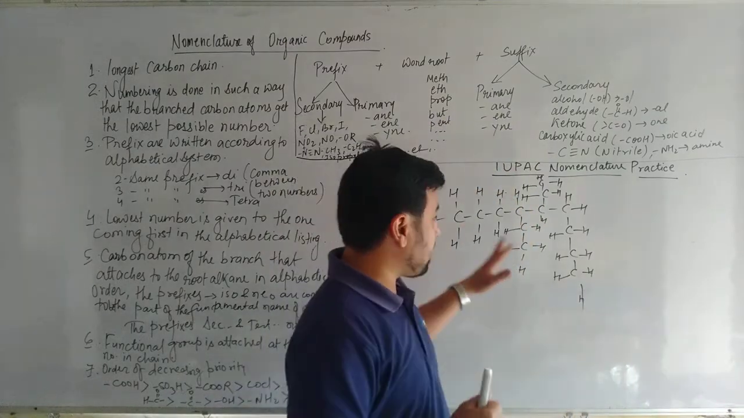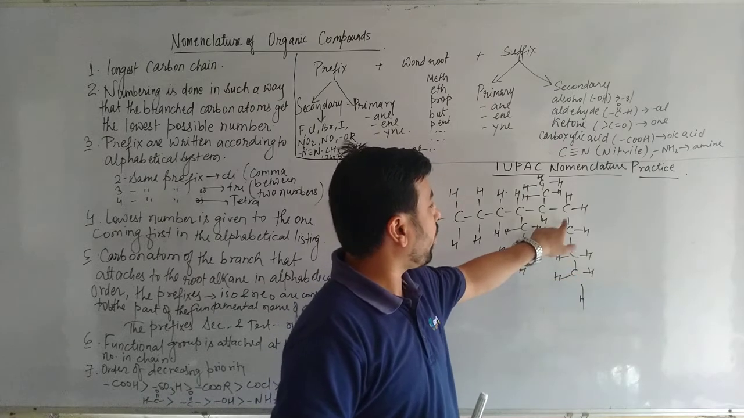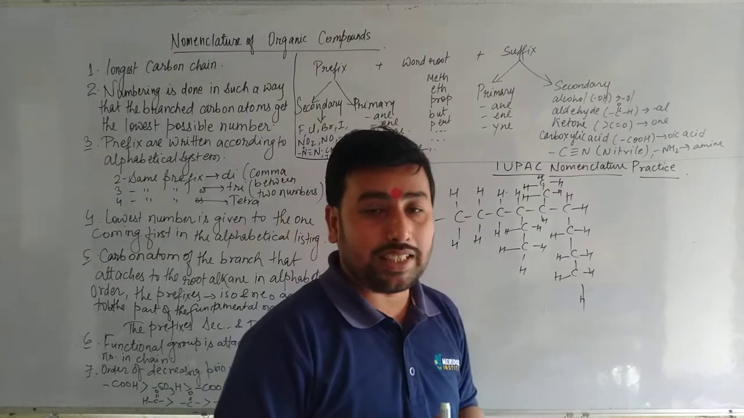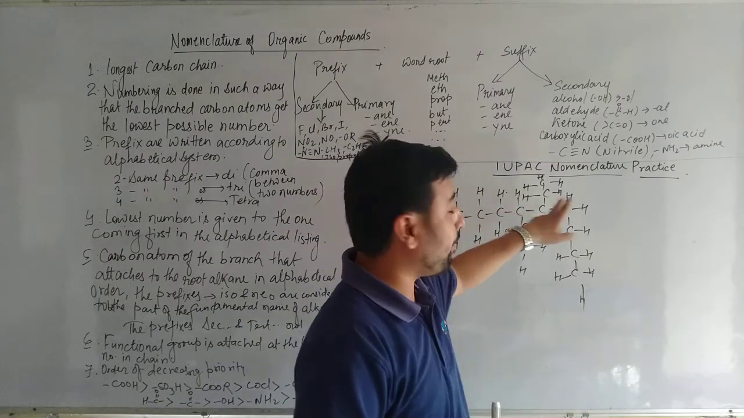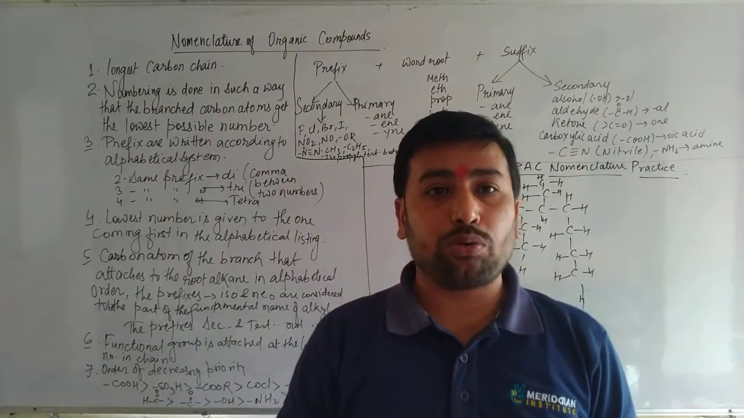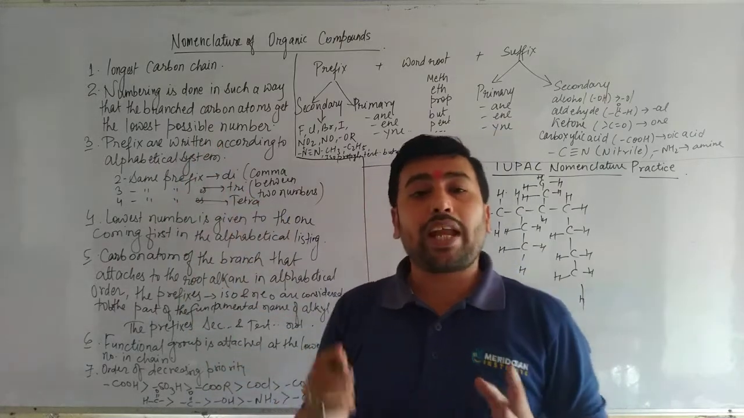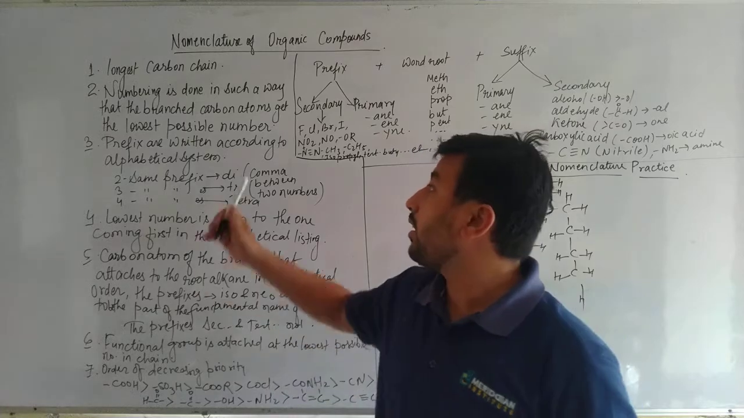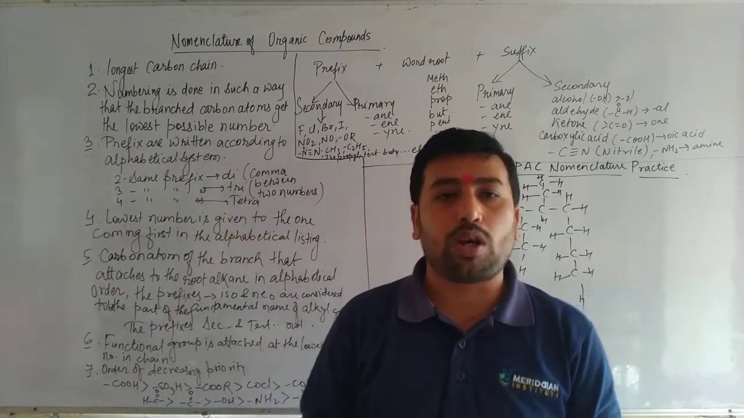Numbering, if we are doing it, just suppose I start from here: 1, 2, 3, 4, 5. On the 5th position and on the 6th position branches are there. If I count from here, 1, 2, 3, 4, on the 4th and 5th positions branches are there. So from which side should we count? That must be decided this way: numbering is done in such a way that the branched carbon atoms must get the lowest possible number.